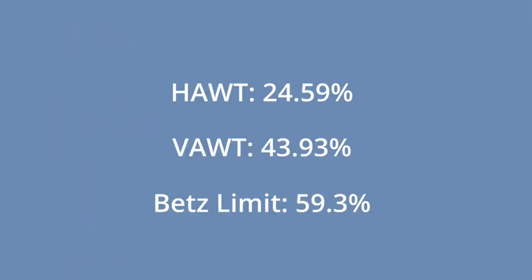Our calculated efficiencies are shown below. The horizontal axis wind turbine had an efficiency of 24.59%, whilst the vertical axis wind turbine was a much higher 43.93%. Both of these values lie below the 59.3% theoretical ceiling defined by the Betz limit. No turbine, regardless of its mechanism, can operate at a higher efficiency than 16/27.